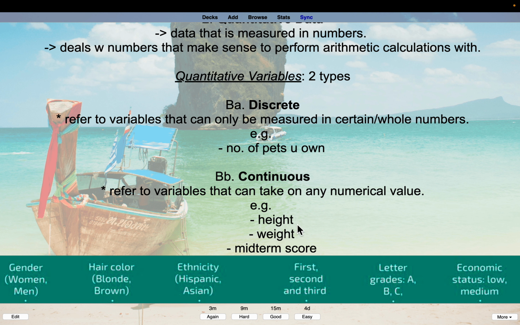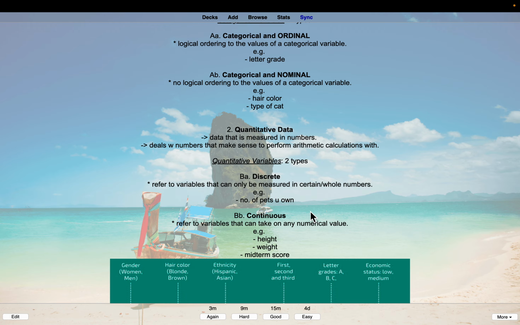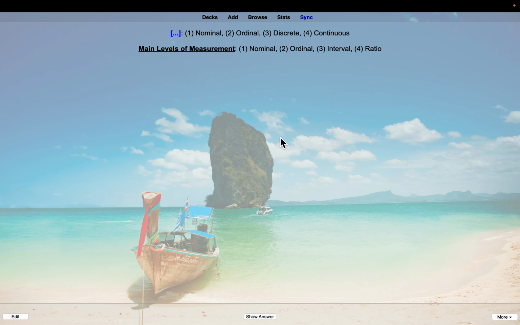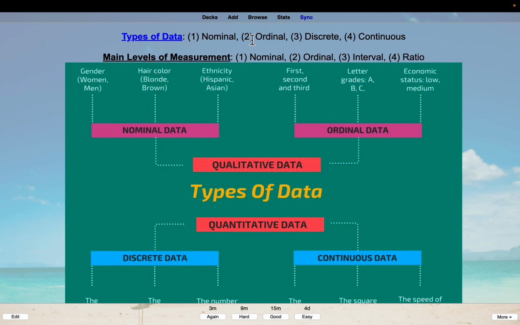So height, for example, your height is 182.7 centimeters. Your weight is 52.5 kilograms. Your midterm score is, I haven't seen a midterm score yet before, I think. But yeah, it can be a decimal value, basically. Okay. Main levels of measurement. We have types of data, nominal, ordinal, discrete, and continuous. The main levels of measurement are ordinal, nominal, interval, and ratio.